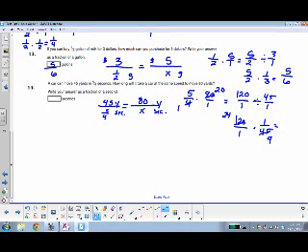Then I can see that I can take another 3 out. So I'm going to make this 3. I'm going to make my 24 8.